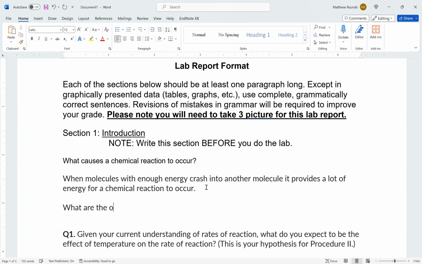What are the four ways to increase the rate of reaction? And I'm looking for a full sentence. So don't just list them. You've got to write a few words before you list them. Okay. Are those four ways the temperature, the concentration, the surface area, and the catalyst? Yes. Okay, cool. Just making sure.